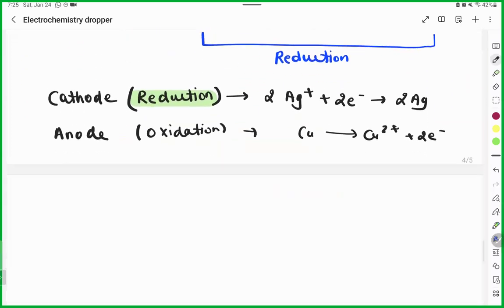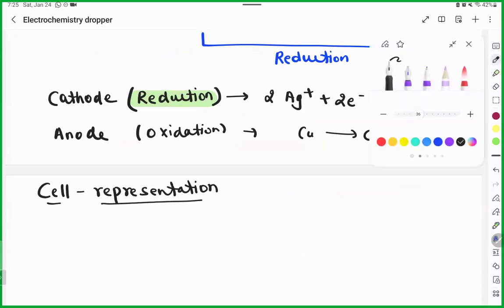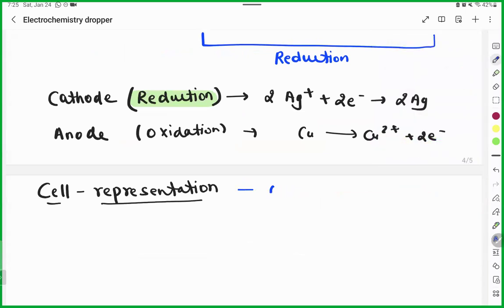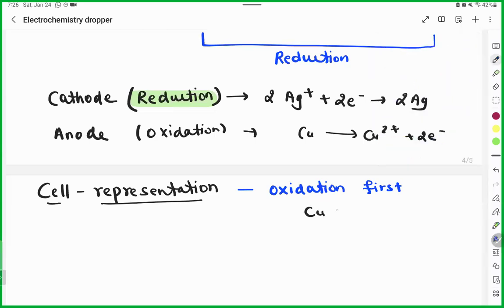So, Jordan, how to represent the cell? So first you have to represent the reduction, that is, first, oxidation. Okay, oxidation first. So oxidation you will write first in an equation. Okay, you will write the reaction like this. In this case, oxidation means copper. So your copper in the solid form converts into copper 2 positive aqueous form.